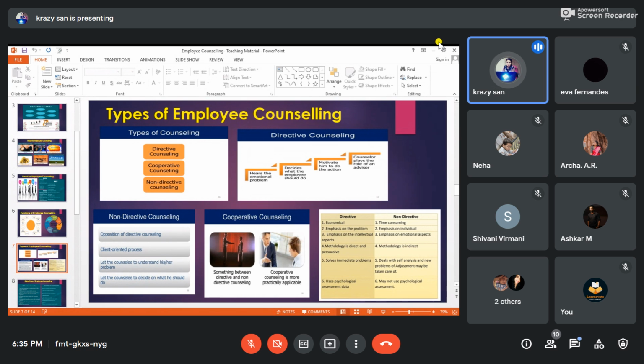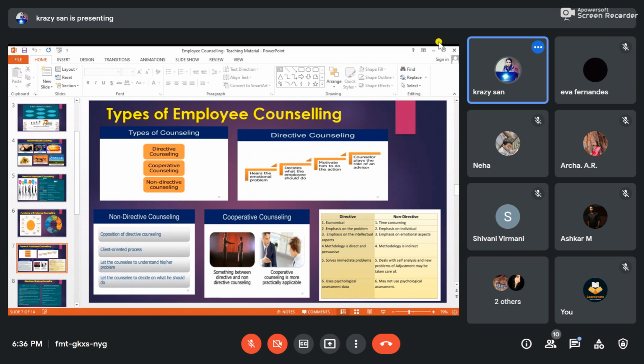So the counselor is always known to the employee as the best and most qualified to solve the problems. And this sort of counseling is demonstrative but not time consuming. So you can see the opposition of directive counseling, right? Client oriented, and the counselor tries to understand the problem. Instead of a counselor deciding for them, let that client decide for himself. So this is the non-directive one. Over here also is the same thing.